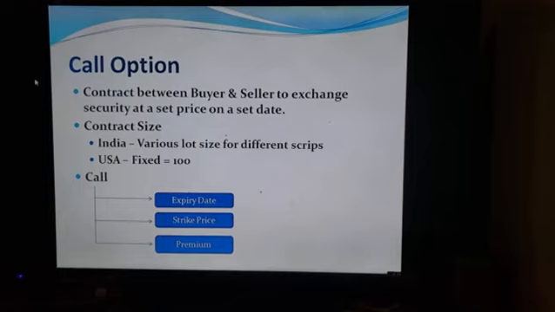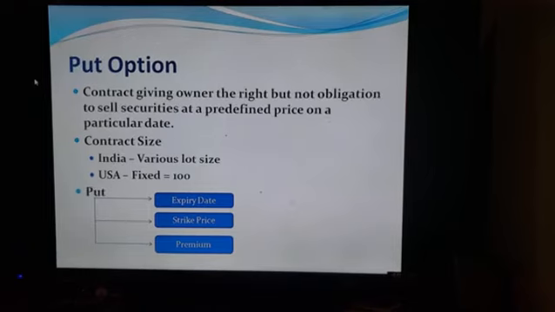Any option will have three major components. These are the basic components: the expiry date, the strike price, and the premium. Similarly, this is for put. The buyer of the put has the right but not the obligation to sell the securities at the strike price on an expiry date. Okay, so this is about put. Again, the lot size I told you already.